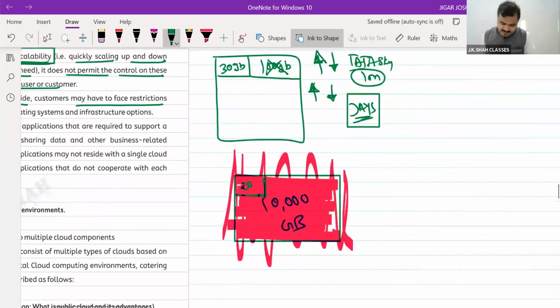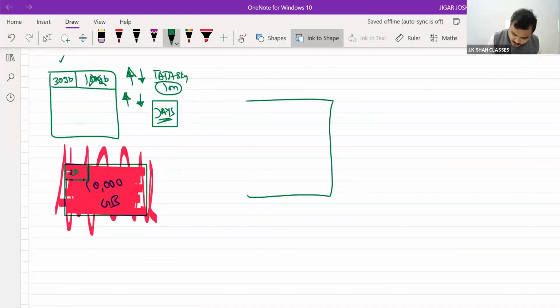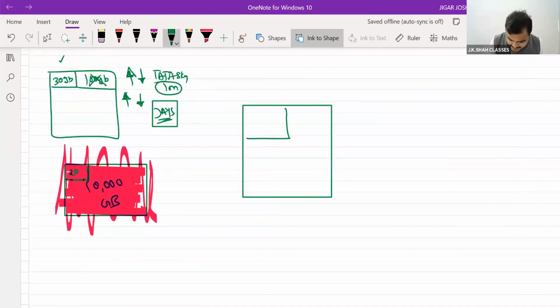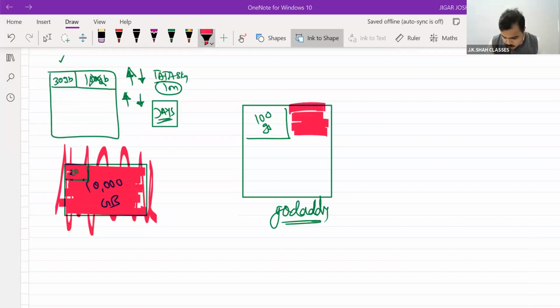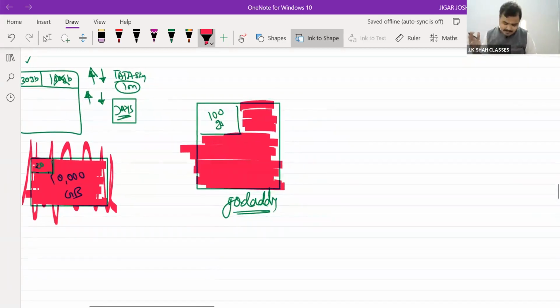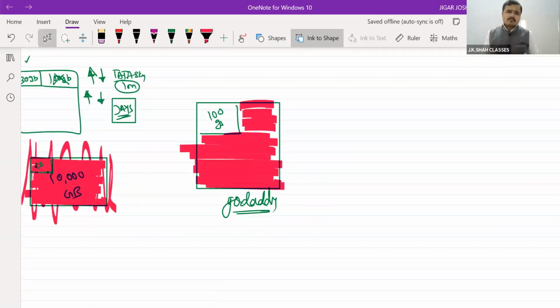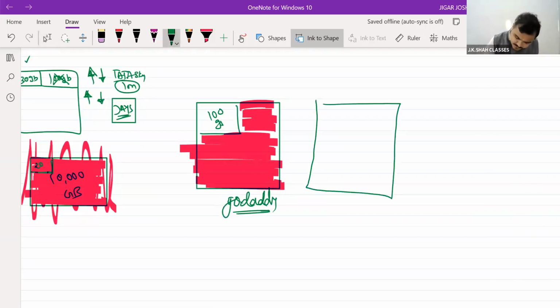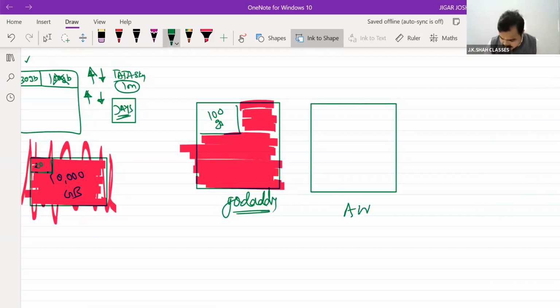See this. Suppose you had already purchased 100 GB of space on GoDaddy, and now GoDaddy's cloud is full. So you ask GoDaddy to give you extra space on the cloud. Will GoDaddy be able to give? No, because GoDaddy's cloud is already full, but you need space. So you went to the next provider: Amazon Web Services.